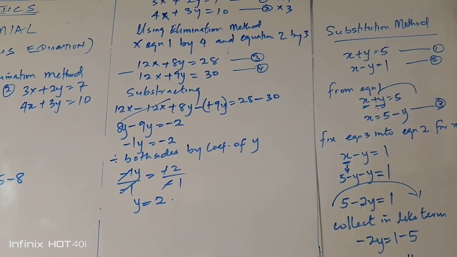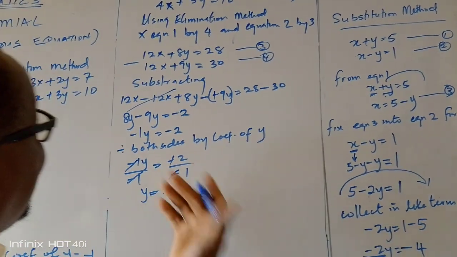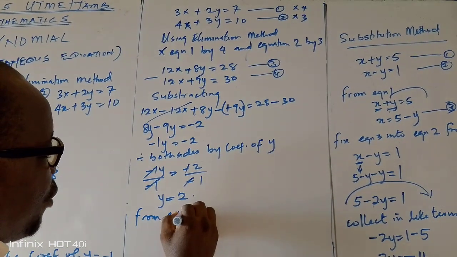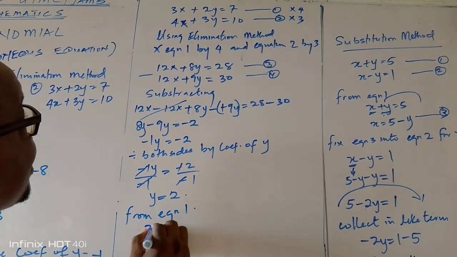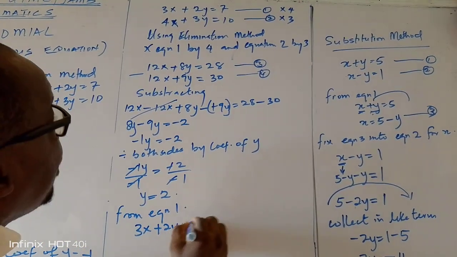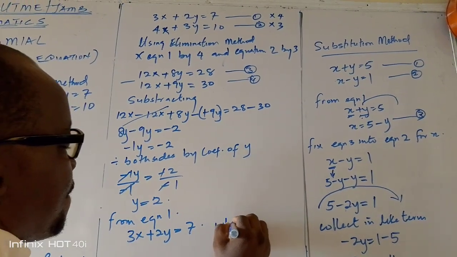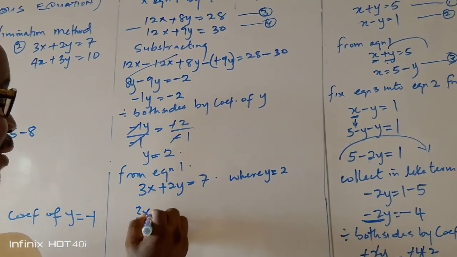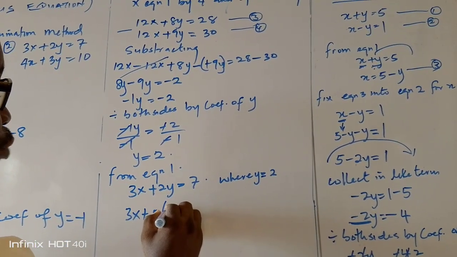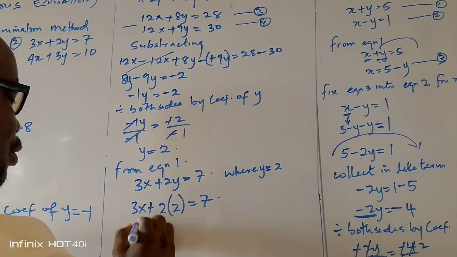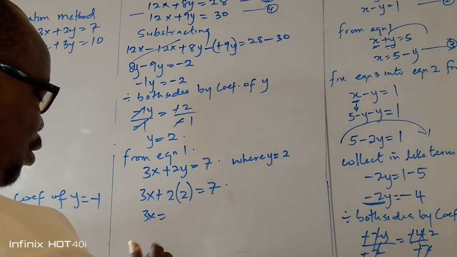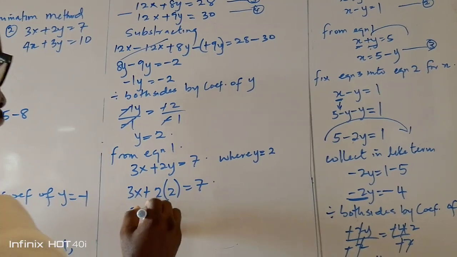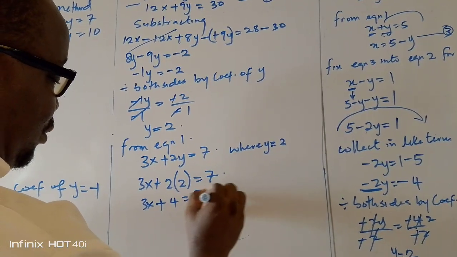Now I can fix my y into equation 1, 2, or 3 to find what my x will give me. So let me use equation 1. I have 3x plus 2y equals 7, where y is equal to 2. So I say 3x plus 2 times, what is y, 2, is equal to 7. So 3x plus 2 times 2 gives you 4. 3x plus 4 equals 7.